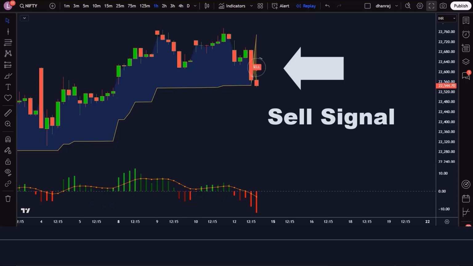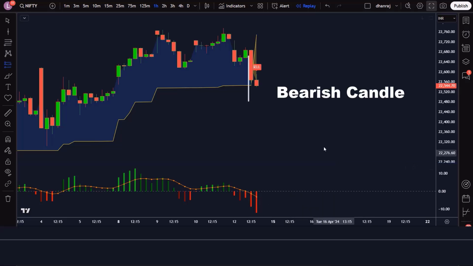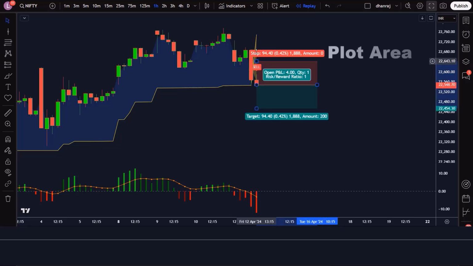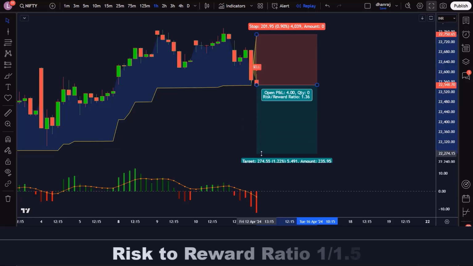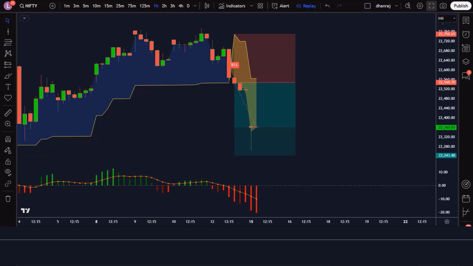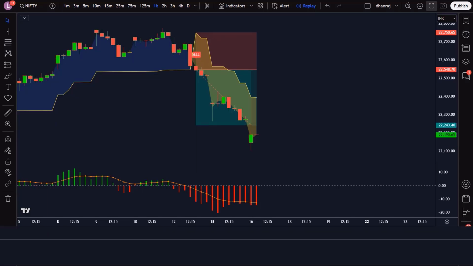Here the Twin Range Filter Visualized indicator gives us a sell signal. Here the Tricks Histogram is red. Here the market has made a bearish candle to give confirmation. So all our conditions are being fulfilled, so we are placing an order to sell. Our stop loss is to be placed at the blue of the plot area, and the risk to reward ratio will be 1:1.5. Let's see what happens to our trade. Our trade is running in profit. We have won the trade. Let's find the next trade.